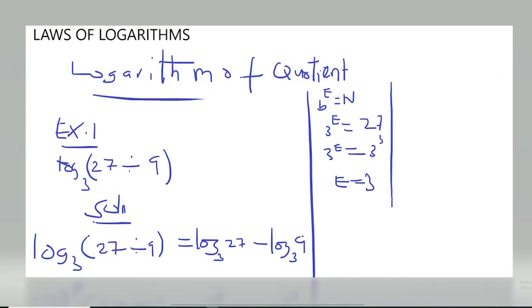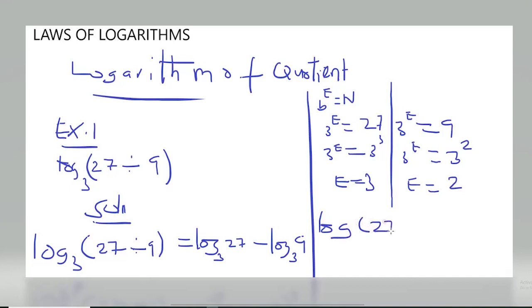Now what about 9? 3 power exponent is equal to 9, so 3 power 2. The exponent is equal to 2 in the case of 9. From this, the logarithm of 27 divided by 9 to base 3 is equal to the logarithm of 27 base 3, which is 3, minus the logarithm of 9 base 3, which is 2. Now the answer is 1.